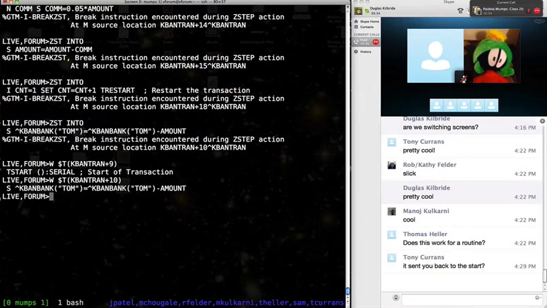This is actually how it's supposed to work. You have an error condition, you tell MUMPS, oops, sorry, can you start again? And it says, okay, fine, I'll start again. And then it will take you back to the beginning. That's another really cool feature in transactions.